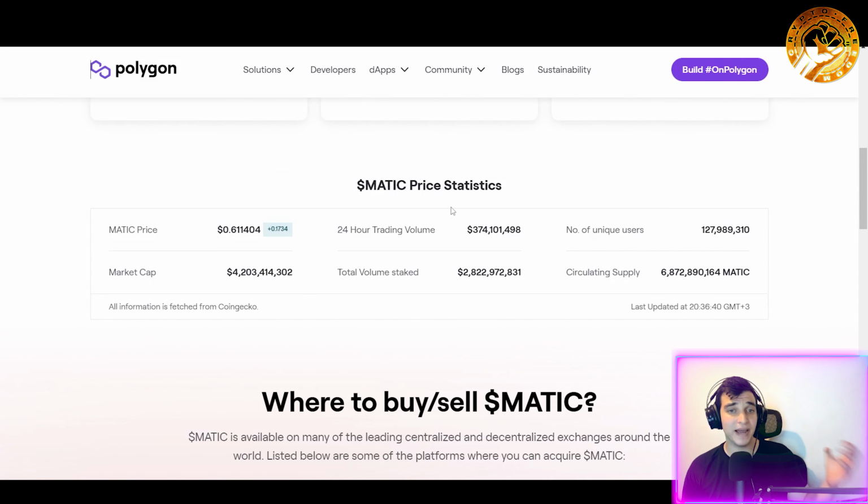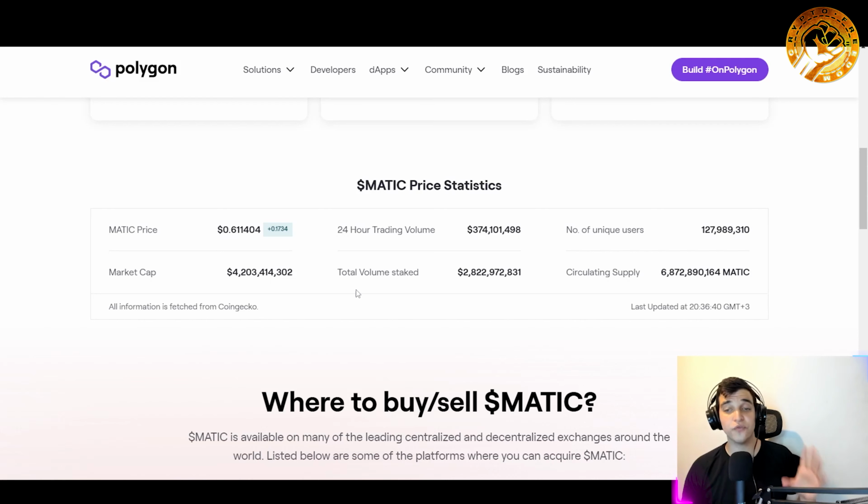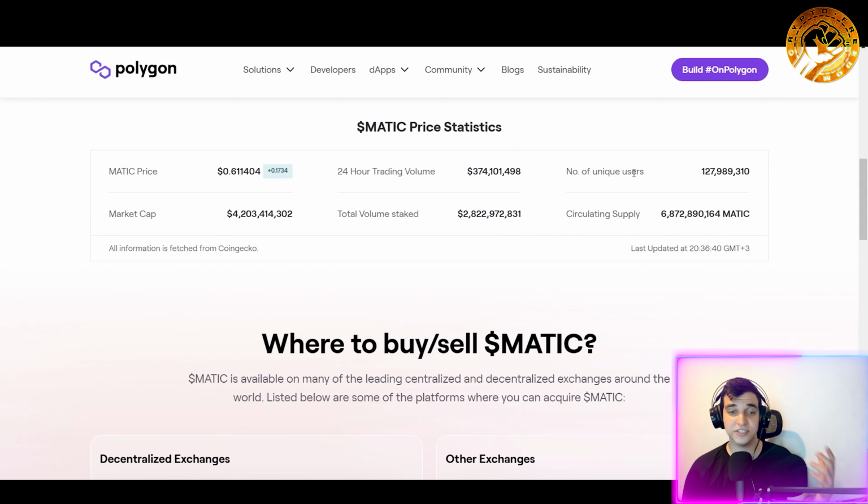About their Matic price statistics. So as you can see, 24 hours trading volume is over $300 million. The number of unique users is over 127 million, and the circulating supply is over 6 billion Matic. And the total volume that is staked is over $2 billion, as you can see, and the market cap is over $4 billion. So as you can see, it is a very big project.